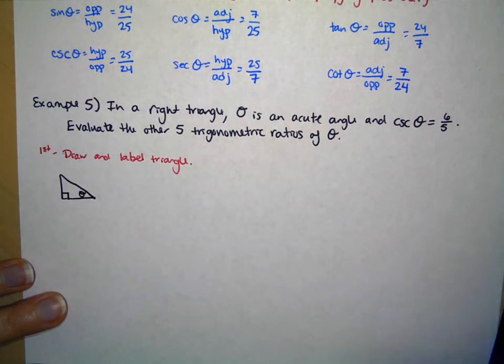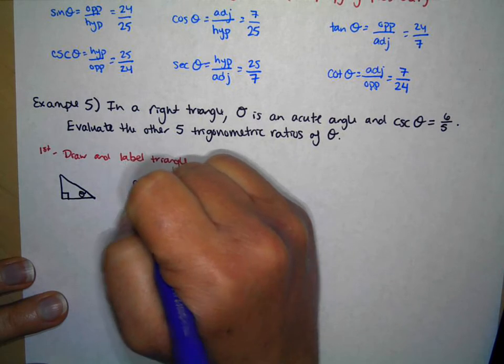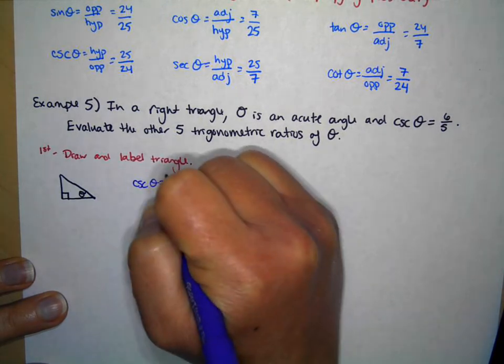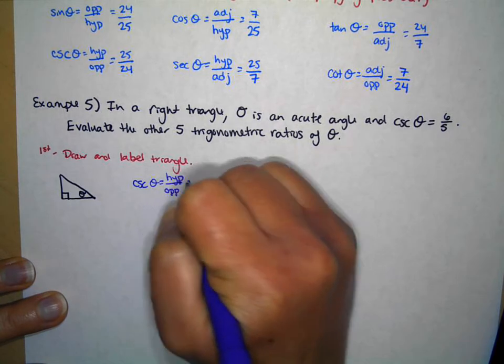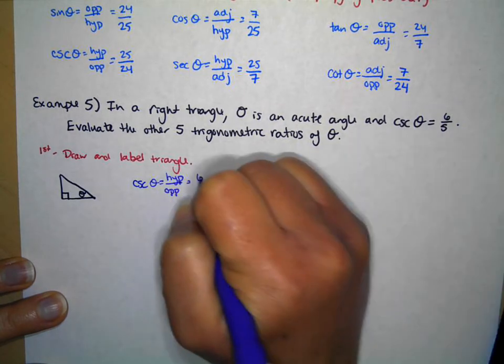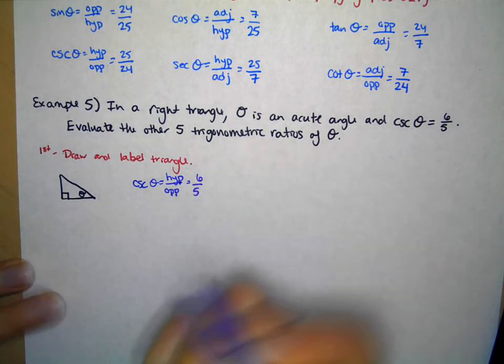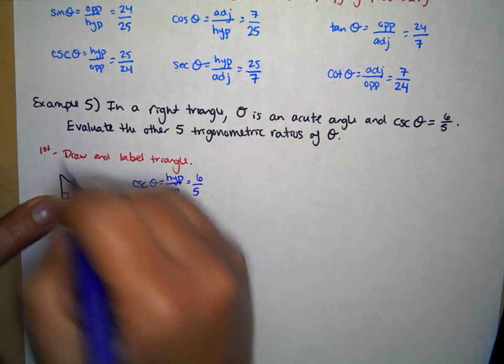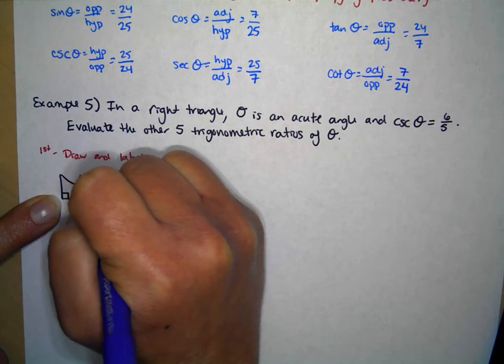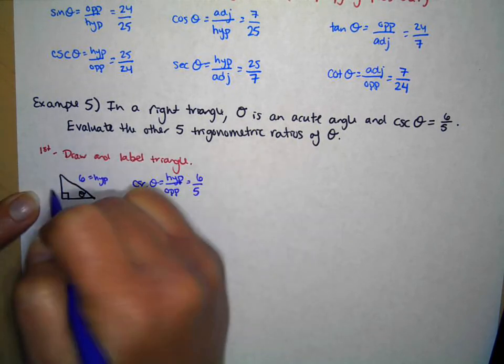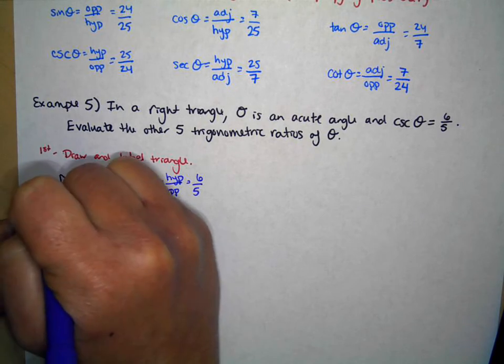We know cosecant of an angle is equal to the hypotenuse over the opposite side. So our hypotenuse is 6. Our opposite side is 5. So hypotenuse, across from our right angle, is 6. The side opposite of our angle is going to be 5.